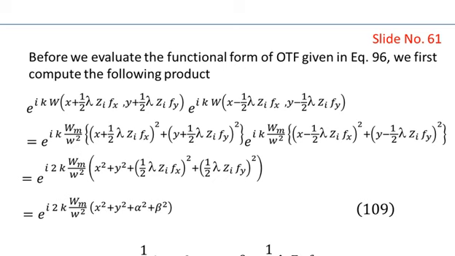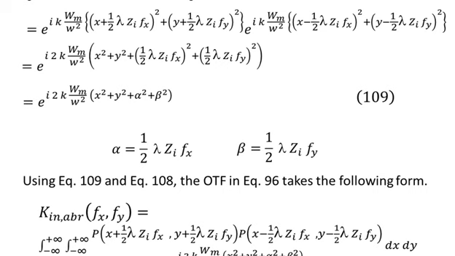And you know that simplifying the second row, we can write the third row, that is e to the power iota 2k wm over w square, and within the parenthesis we have x square plus y square plus half lambda z i f x whole square plus half lambda z i f y whole square. And you know that here these squared terms in the parentheses can be replaced by alpha square and beta square as in the last step of equation 109. So here we have shown that alpha is equal to half lambda z i f x and beta is equal to half lambda z i f y.